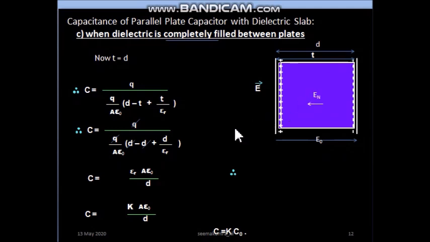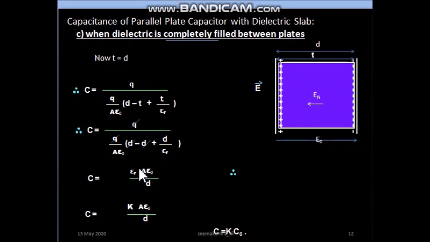So how do we get the capacitance? We will take the help of the previous formula only. In the previous formula for the partially filled capacitance, we have to substitute T as D now, because T and D are equal. So everywhere replace T by D. You can see D minus D becomes 0, Q is also cancelled, and finally A epsilon 0 by D over epsilon R remains. Shifting it to the numerator, we get epsilon R A epsilon 0 by D.